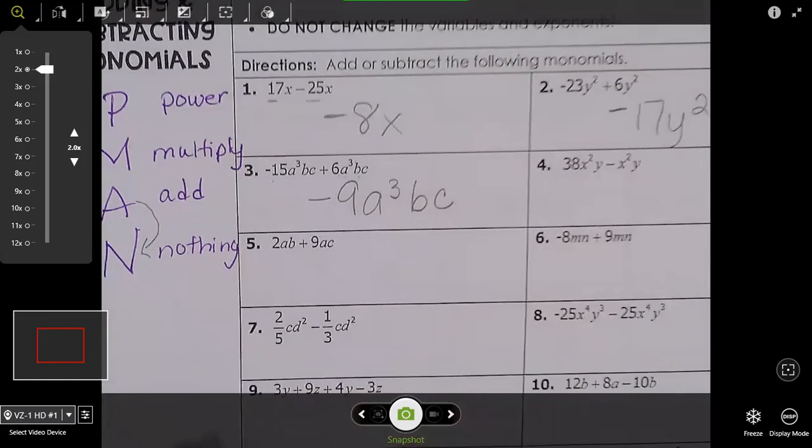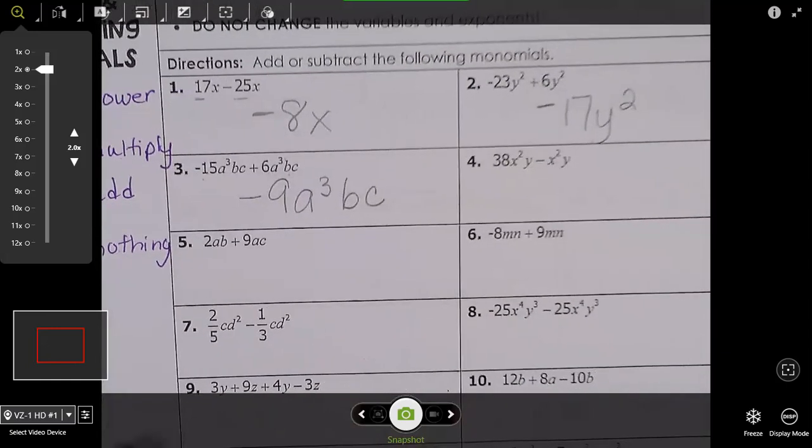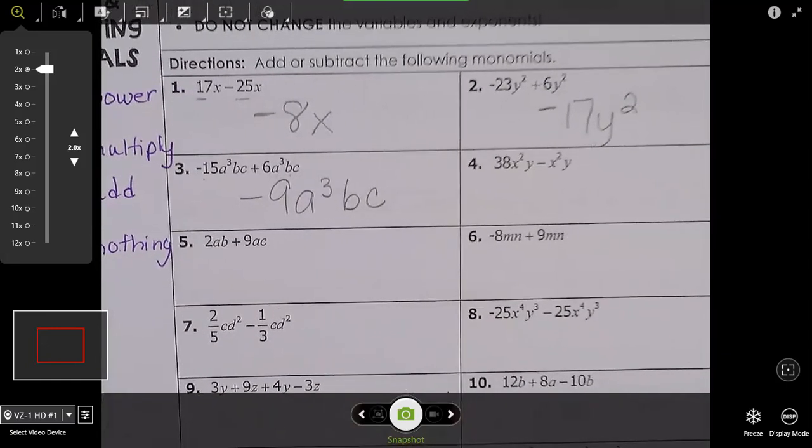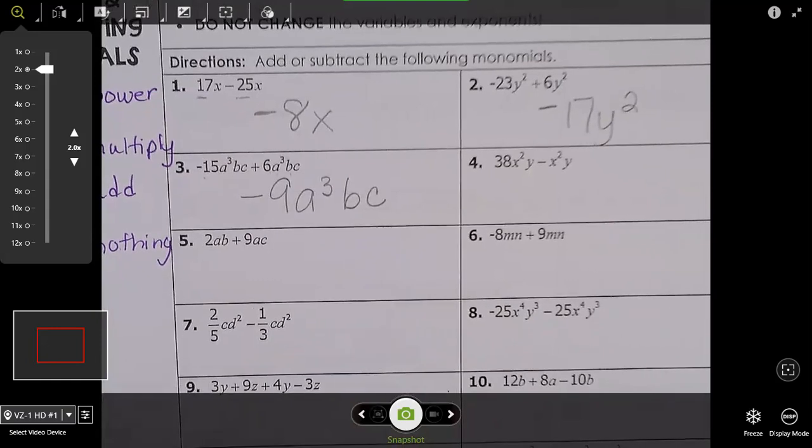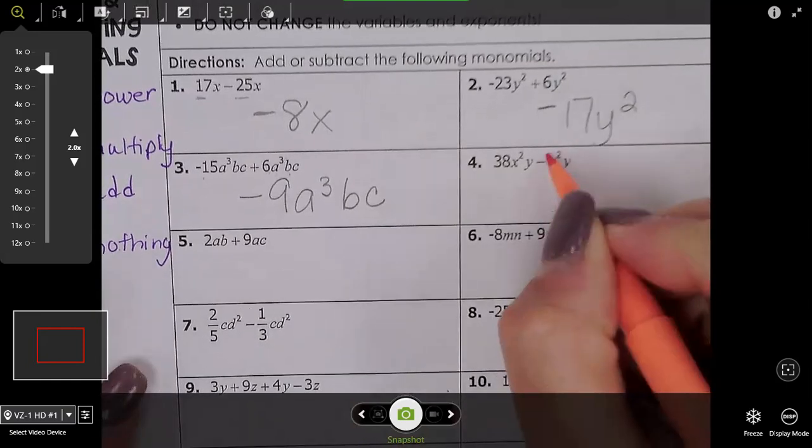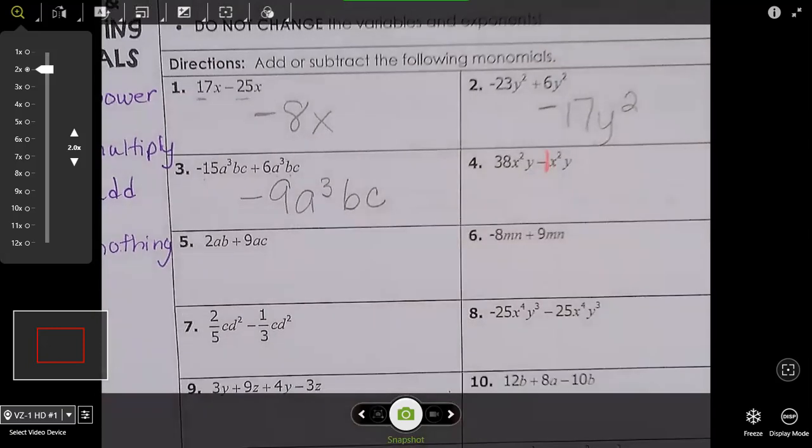Okay, now number 4 is a little tricky because what's it missing? What's it missing, Philip? Look at number 4. It's missing that 1 right there. Okay, so that's okay. Let's check out our variables and our exponents.